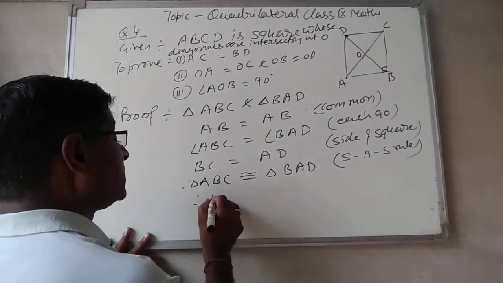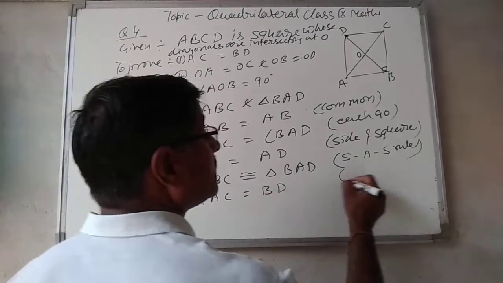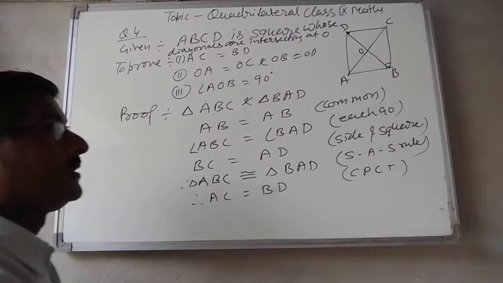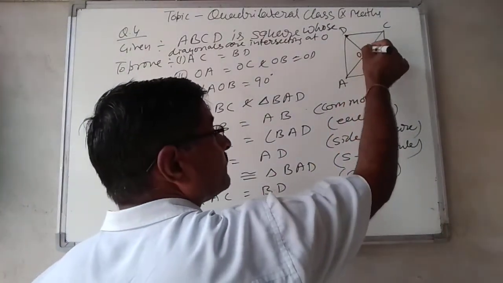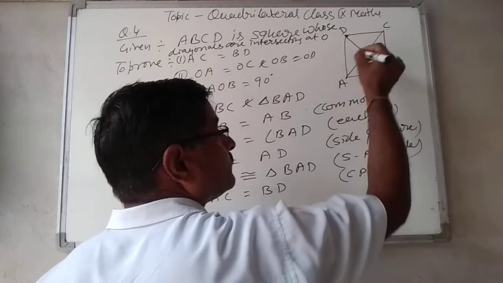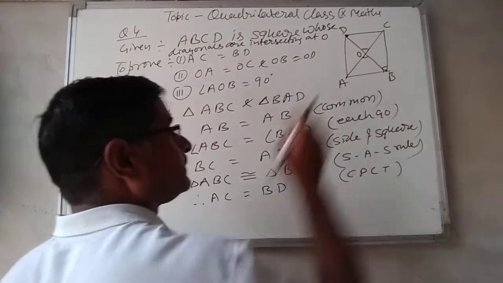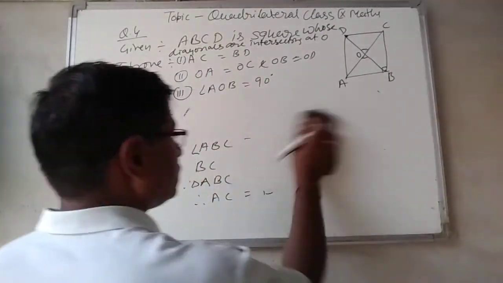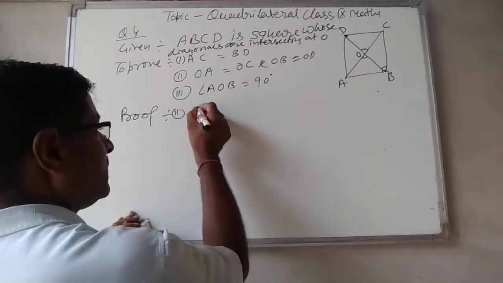So we can find the result. Therefore AC is equal to BD by CPCT. Now to prove the next result, we will consider these two triangles. Now we can write part 2 for these triangles.